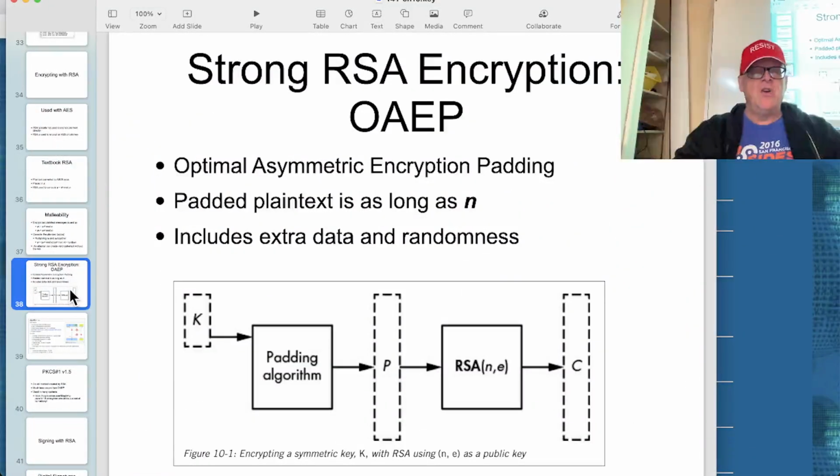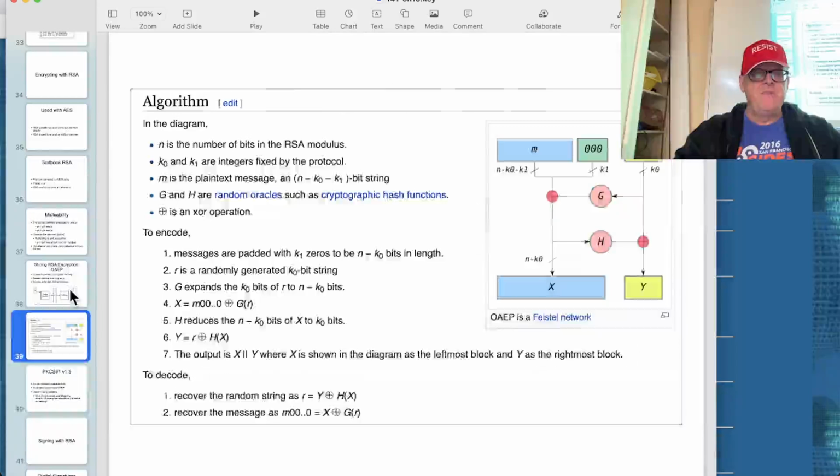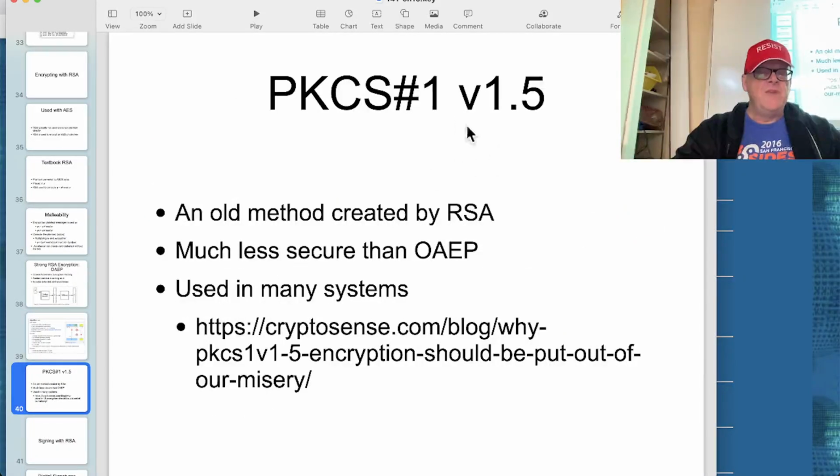Anyway, this is the standard one called OAEP. It's considered good. Like I say, the old method was PKCS number 1, version 1.5, that was much less secure. This was the original RSA paper. The original RSA paper, remember I mentioned before, said you should use 512-bit keys, which were considered secure in the 1970s when it was written.